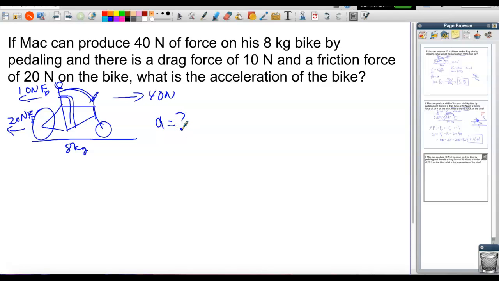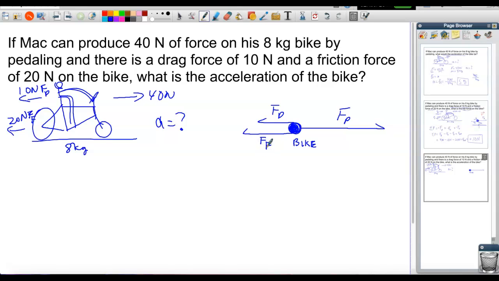So now let's draw our free body diagram. There's our bike. Let's put the forces in. So we have 40 newtons. Let's label the forces. So we have the pedaling force, and then we have a drag force and a friction force.